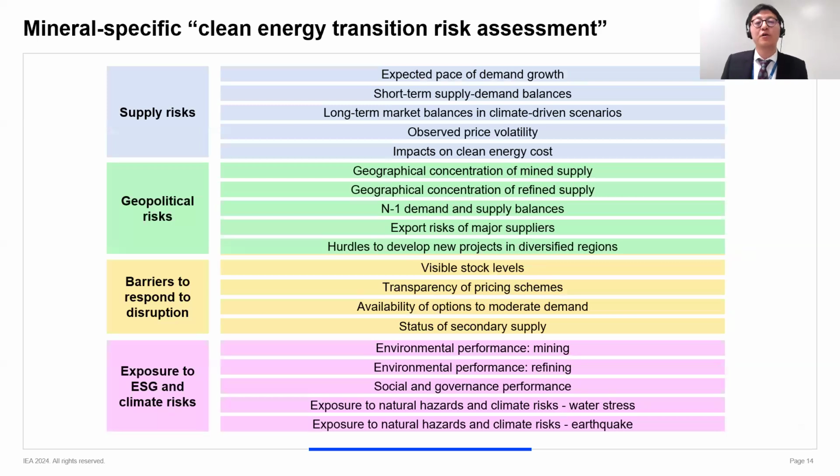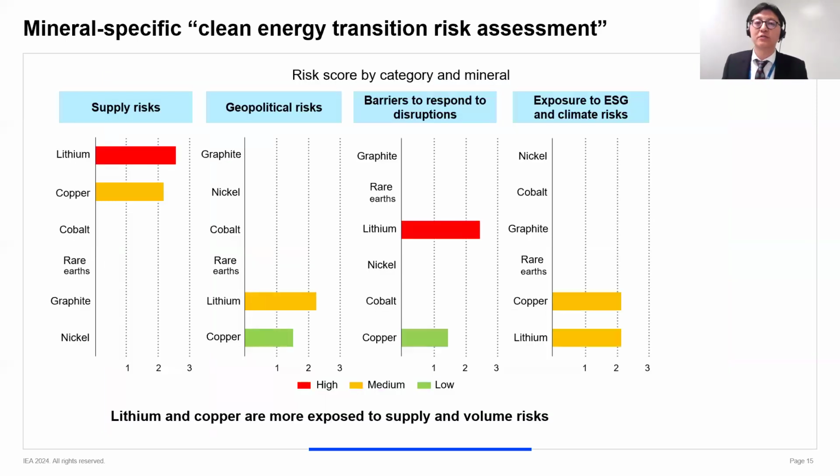One of the new features in this year's Outlook report is a mineral-specific clean energy transition risk assessment. We defined 4 categories: supply risks, geopolitical risks, risks in responding to supply disruption, and exposure to ESG and climate risks. We adopted some 20 quantitative and qualitative indicators to assess the risk levels for 6 key focus minerals. And the result is quite interesting.